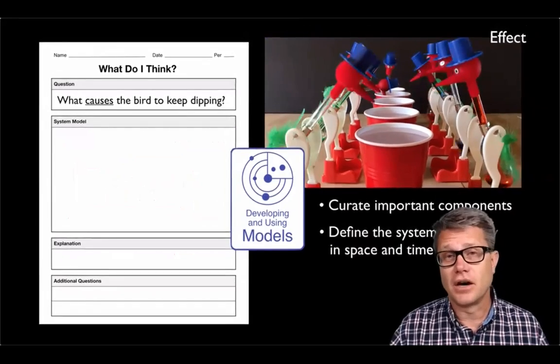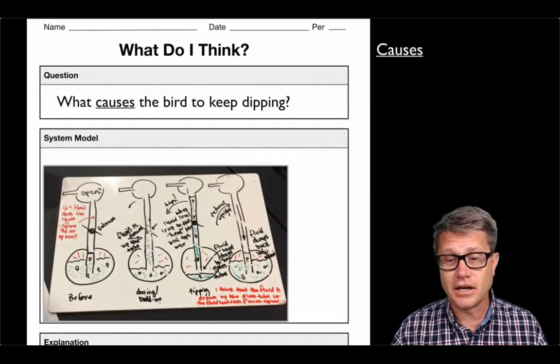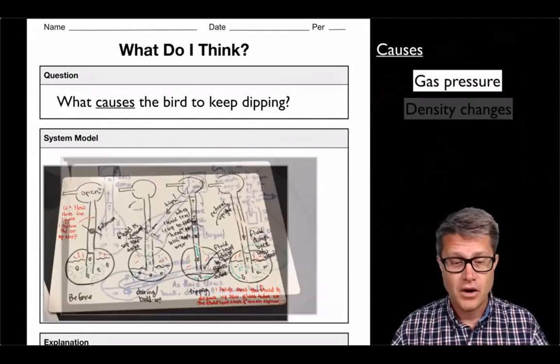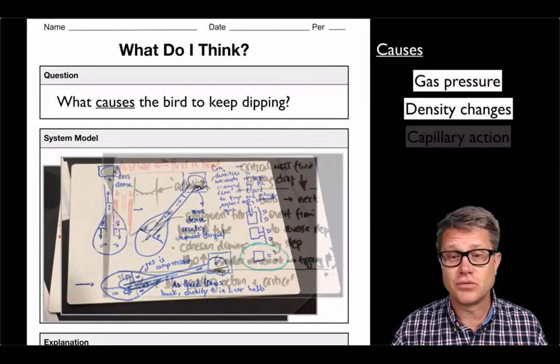Now we let the kids go. We let them create an explanatory model. This is an example of what that might look like. The student believes that what's causing those birds to dip is gas pressure. Or this would be another explanatory model. Maybe they believe it has to do with density changes within the bird.